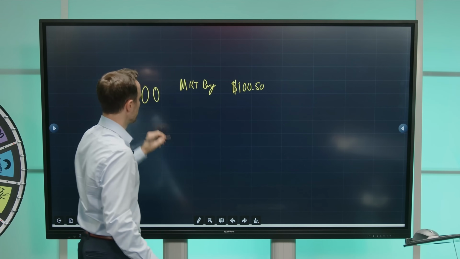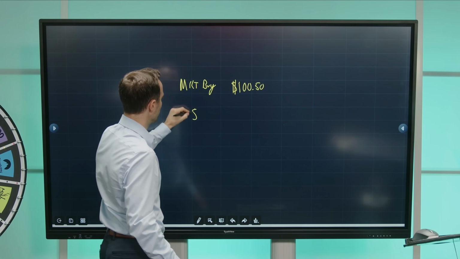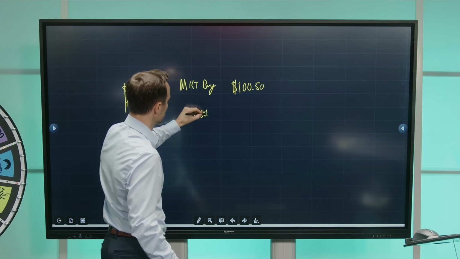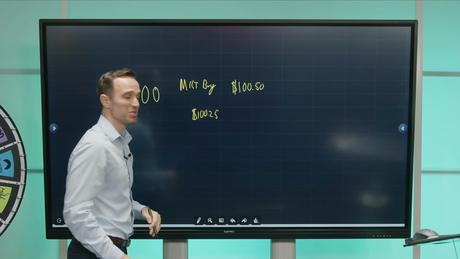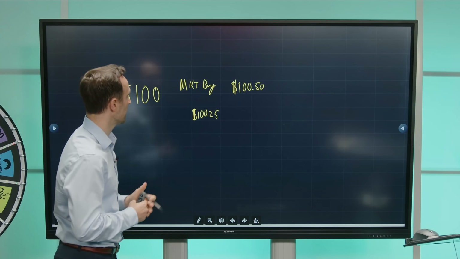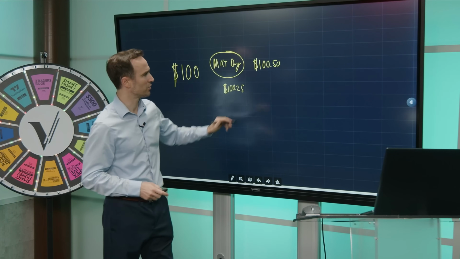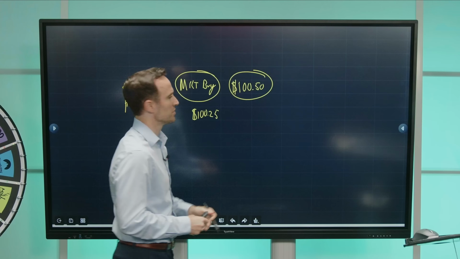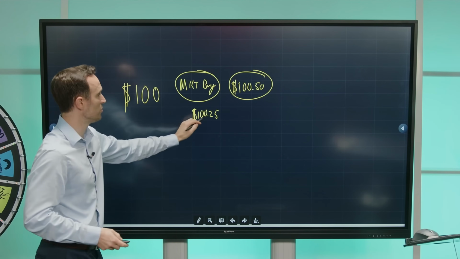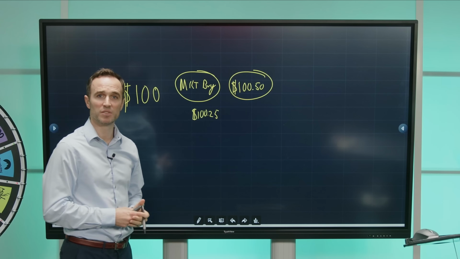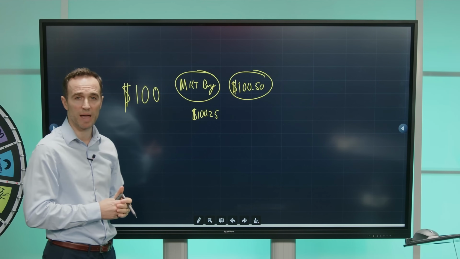Let's say that you wanted to get in at $100.25. But you say, you know what, I want to get into this stock now. You click Market Buy. The order gets filled at $100.50. Well, what happens? You paid up 25 cents, but you may be okay with that because you wanted to get into the stock.